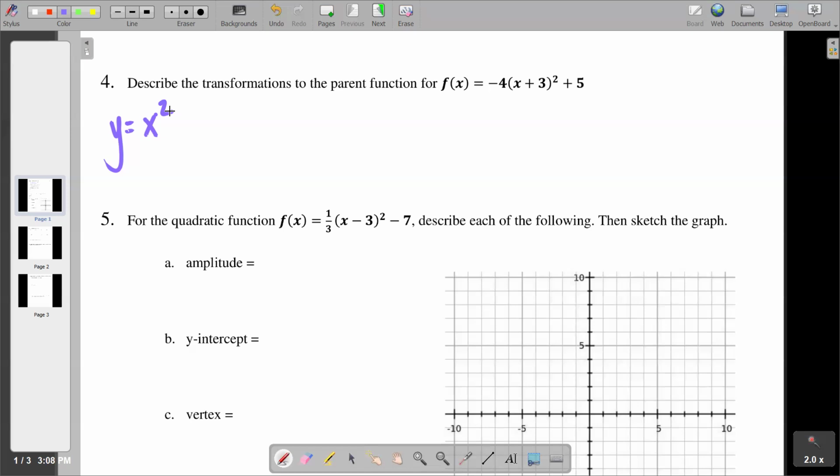Okay. Well, flipping upside down, getting skinny by a factor of 4, moving left 3, moving up 5. Every one of those just has to be addressed. If the negative wasn't on the 4, then you'd only have to have 3 parts to your answer, because if there's no negative, then it doesn't get flipped upside down, right? So your job in that problem is just to describe using words what happens to the graph.